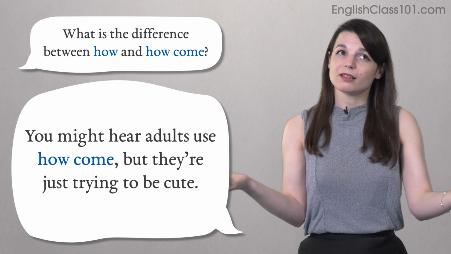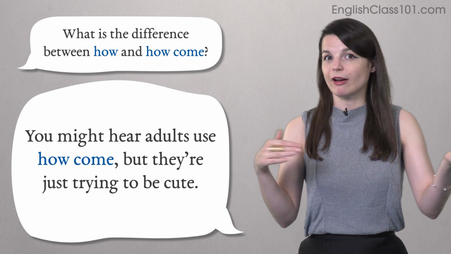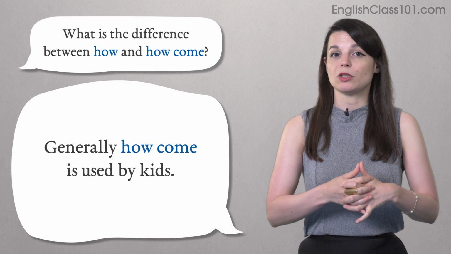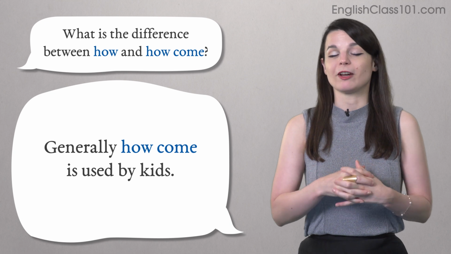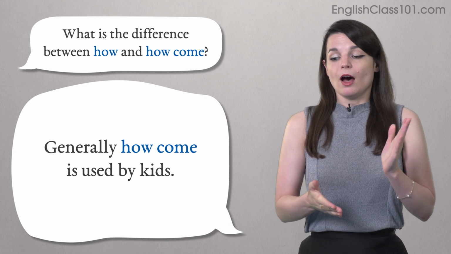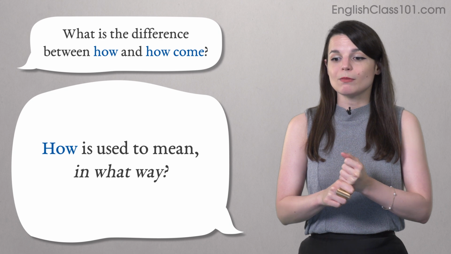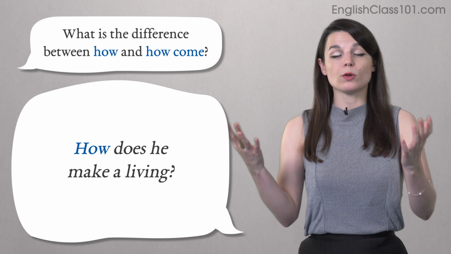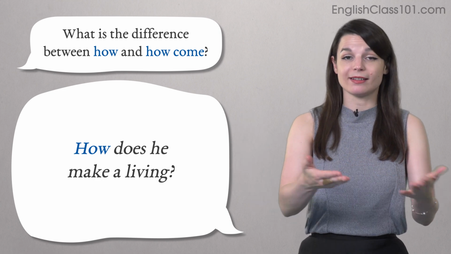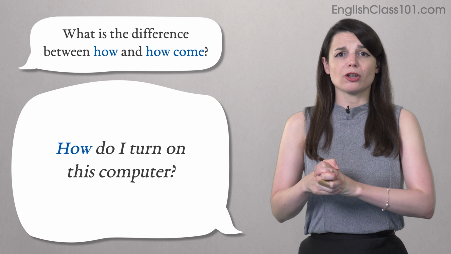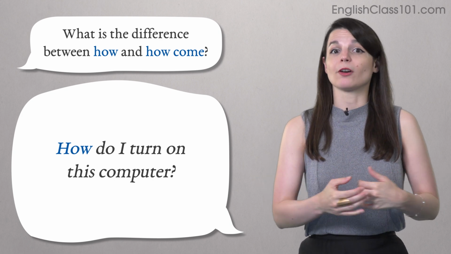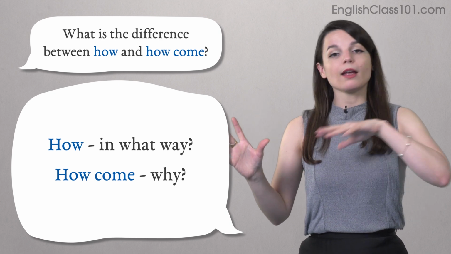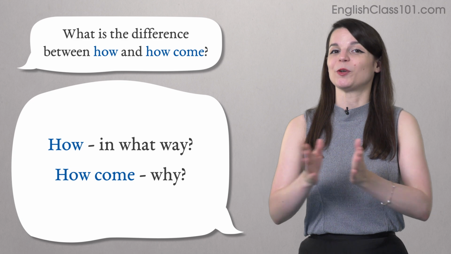You may hear adults use this phrase if they're trying to be friendly or childish or something like that. But generally this is an expression that's used by kids or just kind of playful people in general. On the other hand, how is used to mean in what way. So for example, how does he make a living means in what way does he make a living? Or how do I turn on this computer means in what way do I turn on this computer? So how alone by itself means in what way, how come means why.